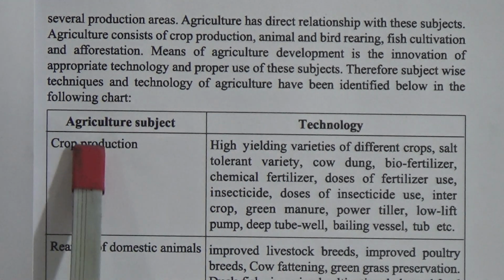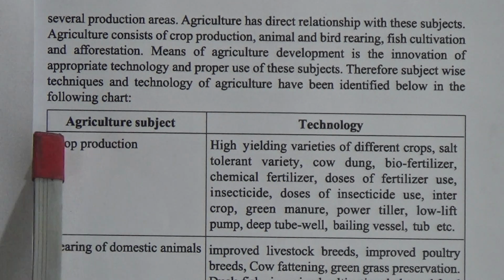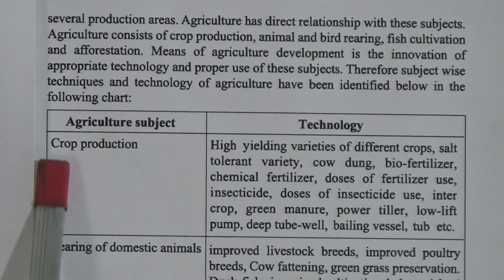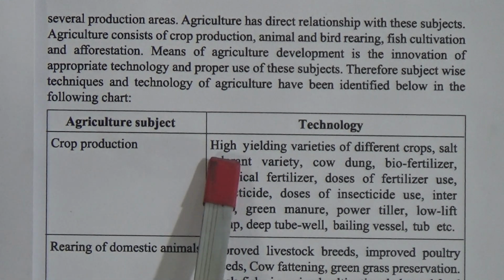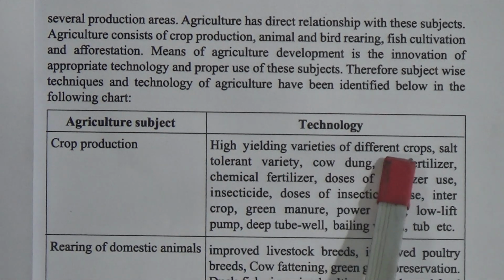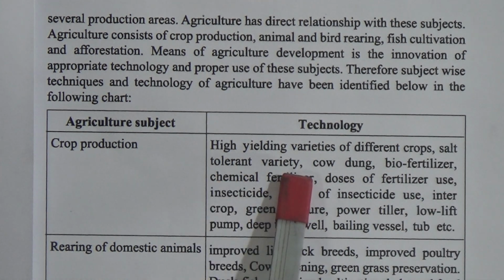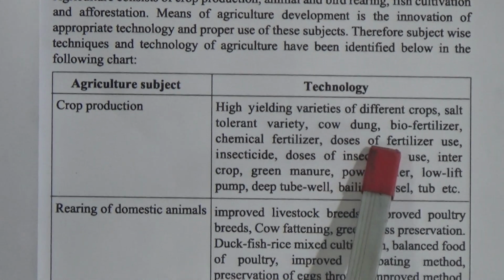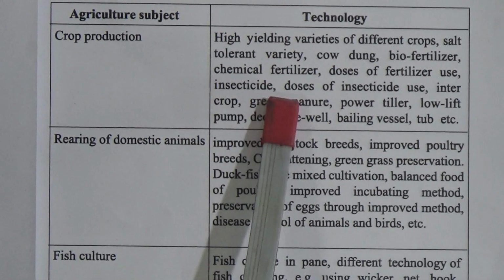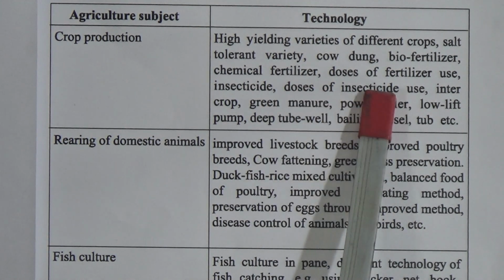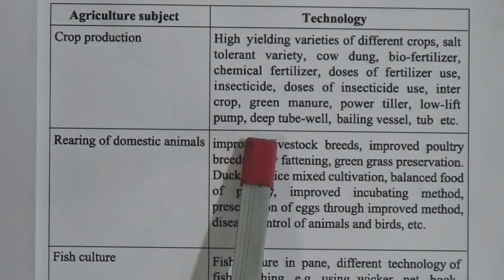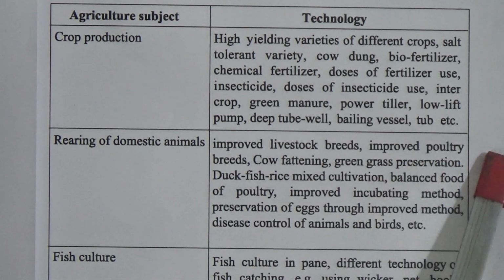Just look here, all these are the part of agriculture: crop production, rearing of domestic animals, fish culture, afforestation. So the first one is crop production. High yielding varieties of different crops, soil tolerant variety, cow dung, biofertilizer, chemical fertilizer, doses of fertilizer use, insecticide, doses of insecticide use, intercrop, green manure, power tiller, low lift pump, deep tube well, baling vessel, tub, etc.